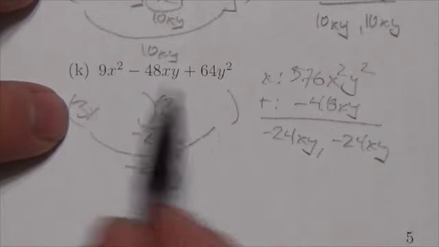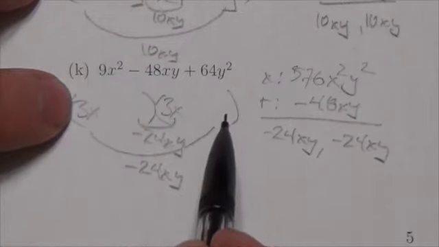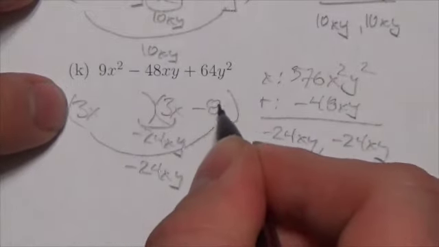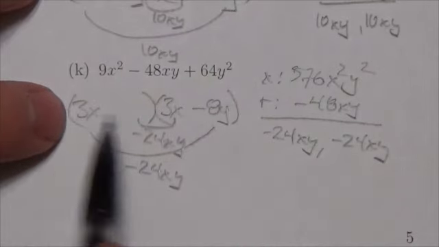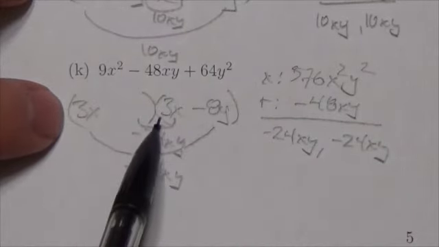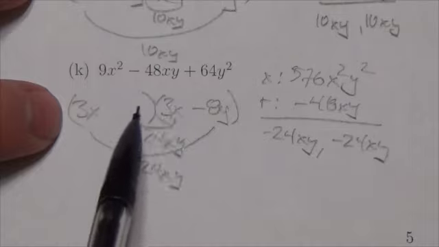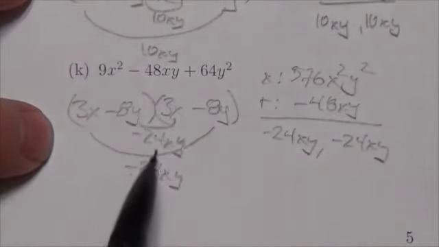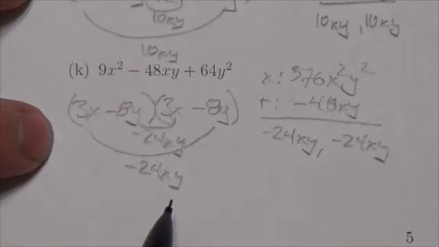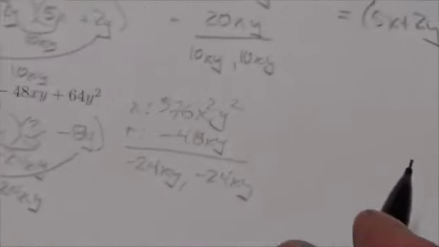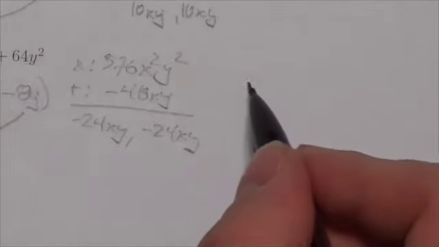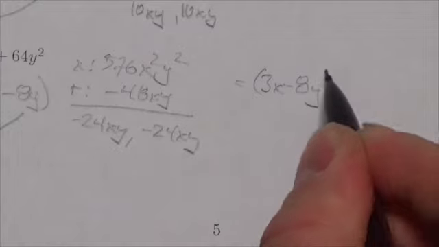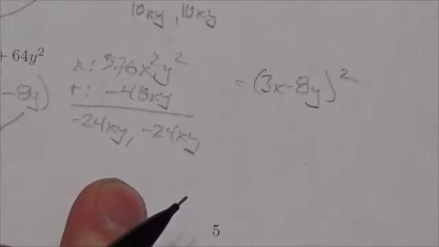Now this term right here and this term, their product has to be negative 24xy. So this one over here has to be negative 8y, just a y in it so that when I multiply those together you get xy. And then the same thing happens here. If this is 3x, this term here again has to be negative 8y in order to get that product negative 24xy. So we can actually rewrite this as 3x minus 8y all squared. And that's the answer we're looking for.